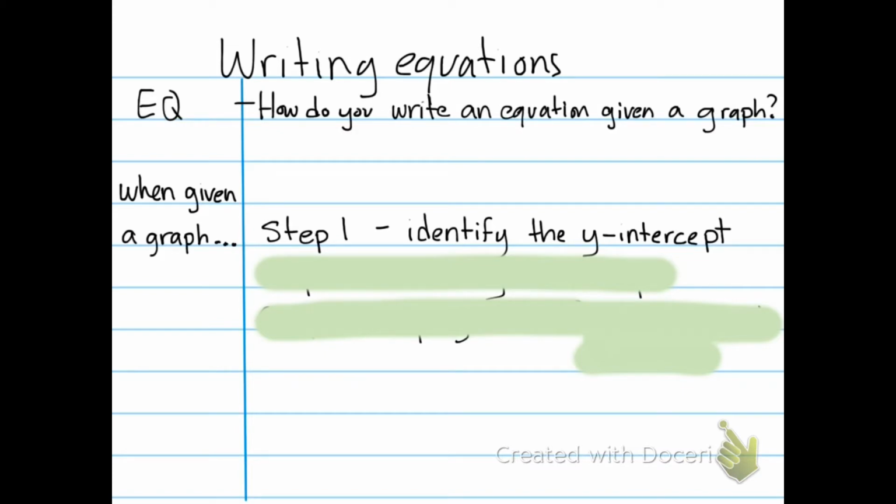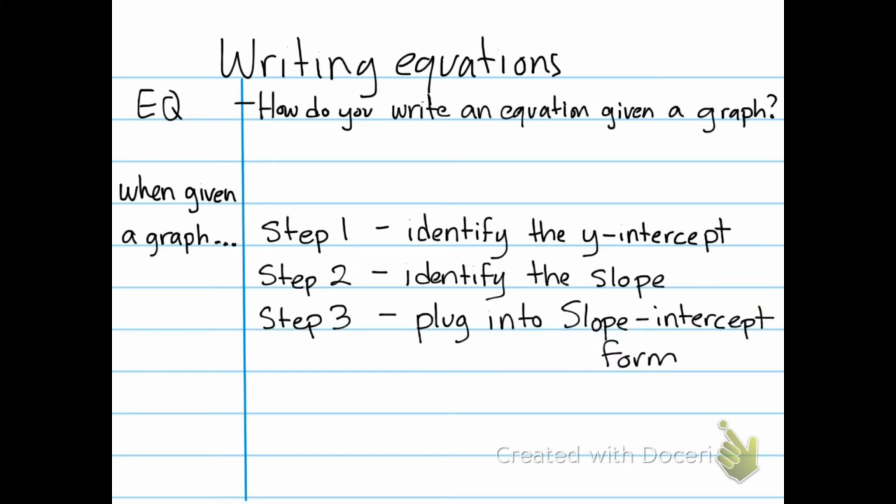Next is identify the slope. And once we have the y-intercept and the slope, we can plug it into our slope-intercept form. So just a few little notes that we want to write. Remember, y-intercept, that is our b, and our slope, that is our m, in our slope-intercept form. And together we can write it out. Slope-intercept form is y equals mx plus b.